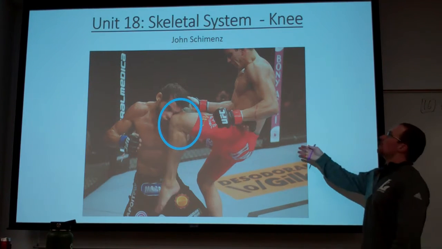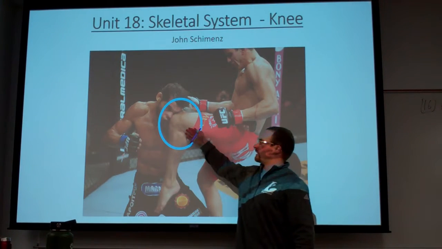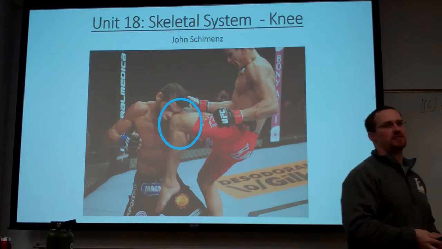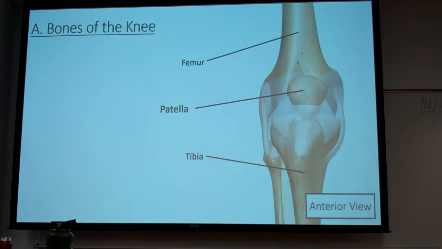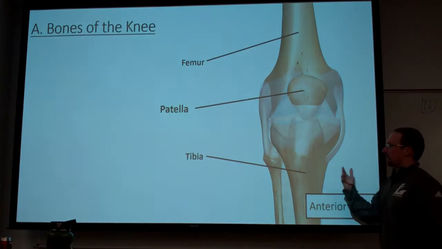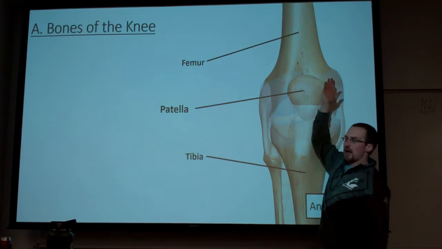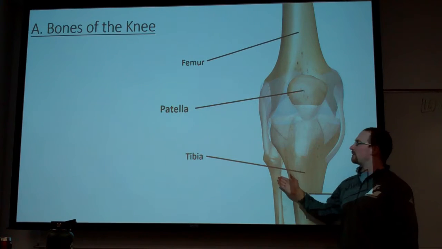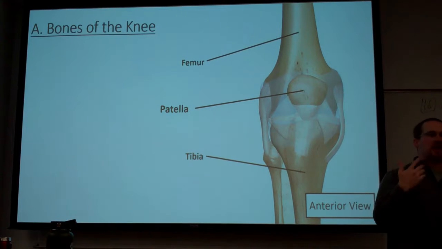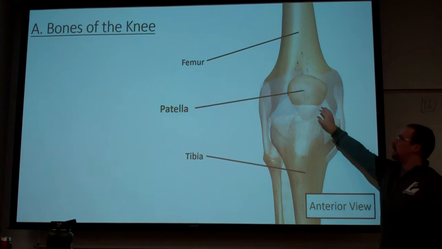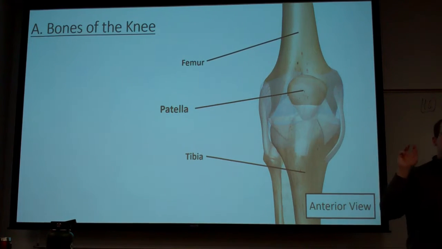So, starting here, we're going to take a look at the structure of the knee. With our knee here, we've got our femur, of course, our top bone. We've got our tibia and fibula. But the one bone we haven't yet talked about is the patella. The patella is your kneecap.